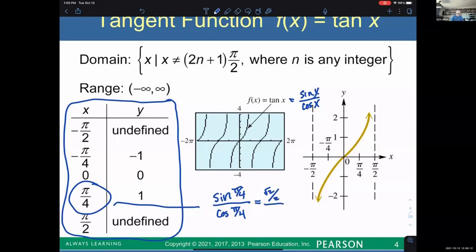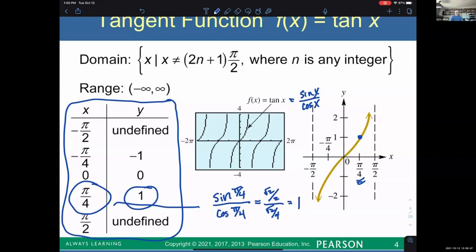Cosine of pi over 4 is also square root of 2 over 2. And the fraction with the same thing in the top and the bottom would become 1. And therefore, the tangent of that angle is 1. And of course, we have all of these for the tangent function specifically in tables of values and things like that. But what that would mean is that if I'm drawing a graph of the tangent function, when x is equal to pi over 4, like here on this graph, I would go up and plot a point when we're at 1, and I would get a point on the graph.